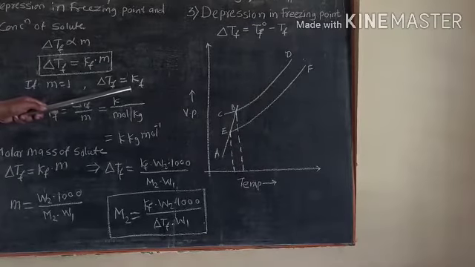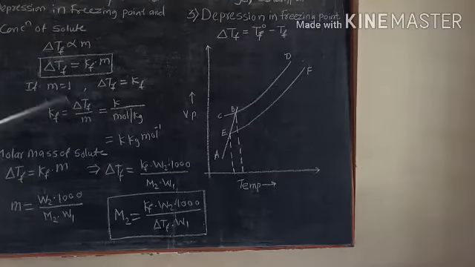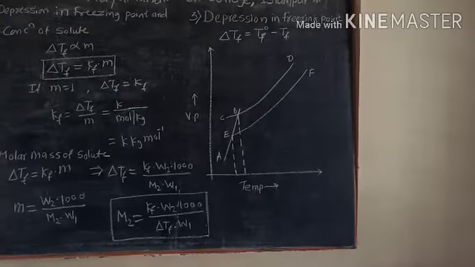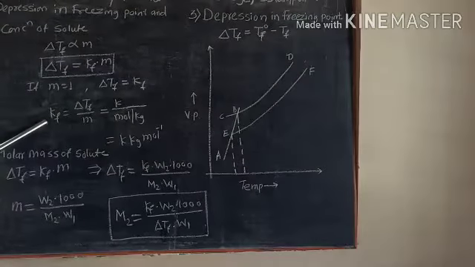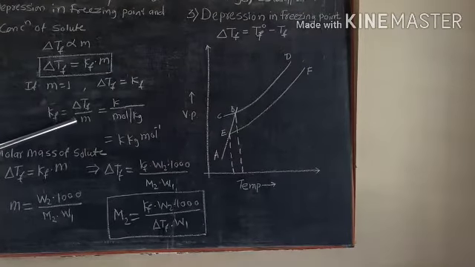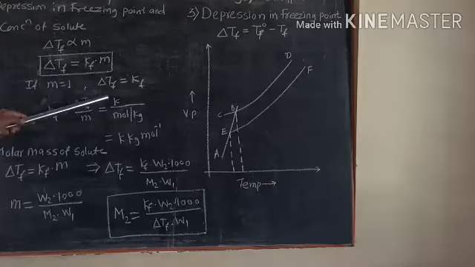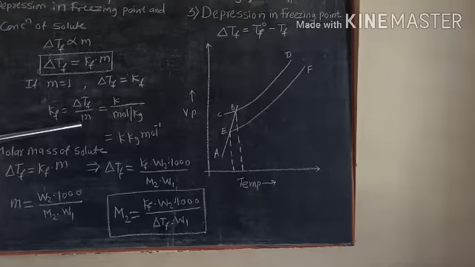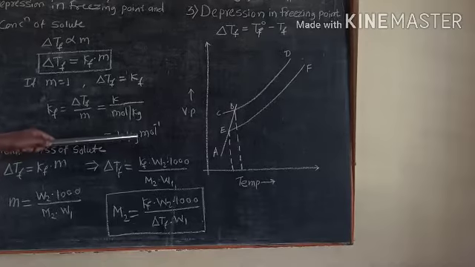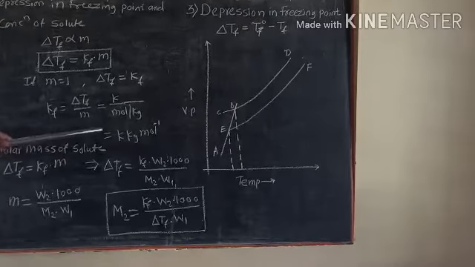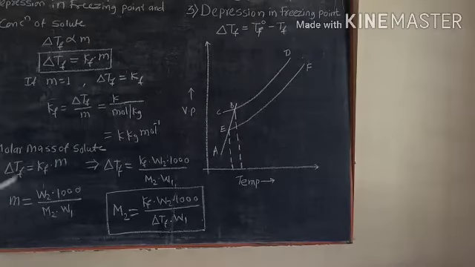The molar depression constant is defined as the depression in freezing point produced by a 1 molal solution, and the unit of Kf, the cryoscopic constant, is delta Tf divided by m. Delta Tf is a temperature, measured in Kelvin. m is the molality, measured in mole per kilogram. Then the unit of Kf, the molar depression constant or cryoscopic constant, is Kelvin kilogram mole inverse.